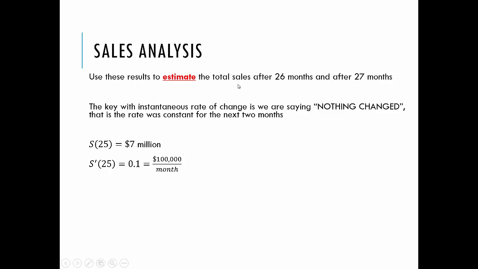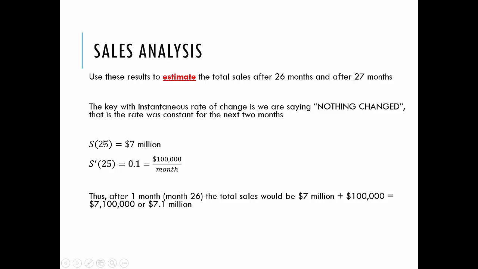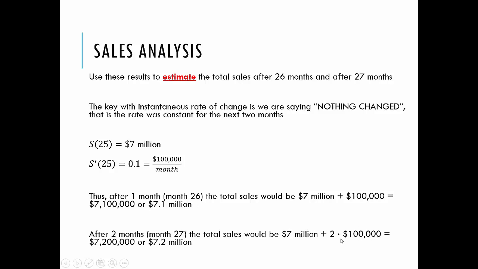Use these results to estimate the total sales after 26 months and after 27 months. The only problem with this instantaneous rate of change is we're saying nothing changed. Sales didn't change, demand didn't change, rent didn't go up, nothing changed. So what we could do is take our month 25, and to go to month 26, it would change by this rate. So we could simply take our 7 million plus this 100,000 per month that it's changing and get the sales after month 26, and of course we could do 2 times that to get after month 27.